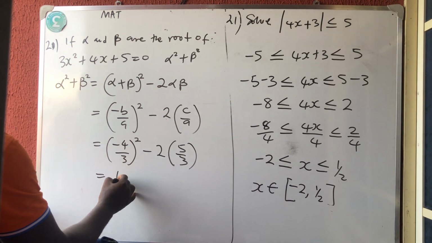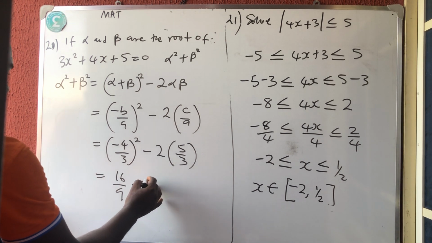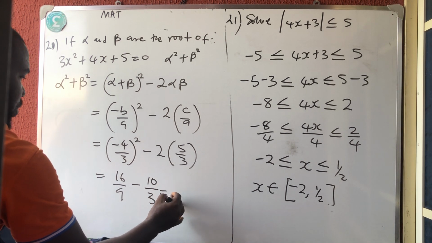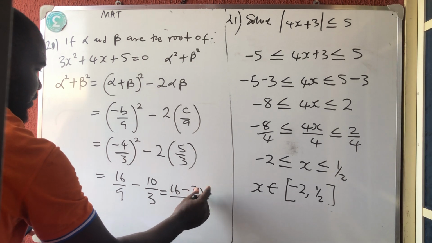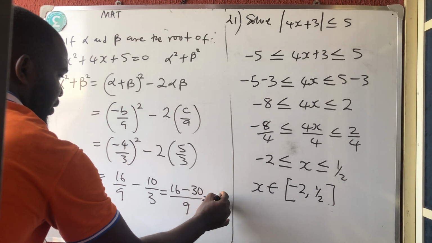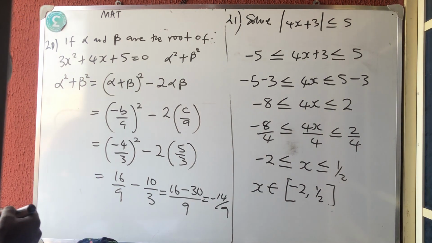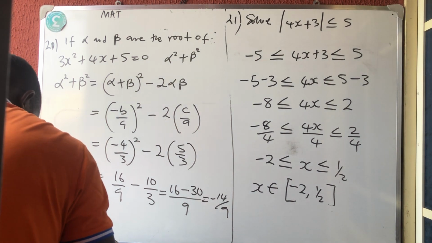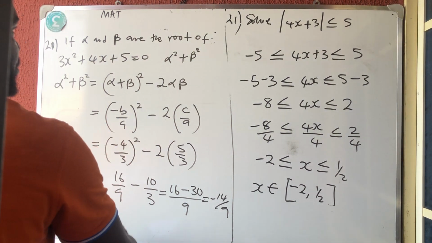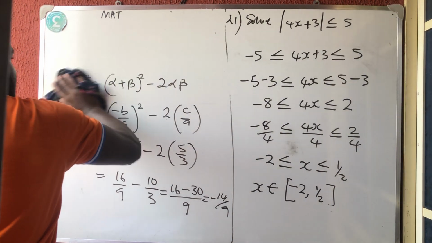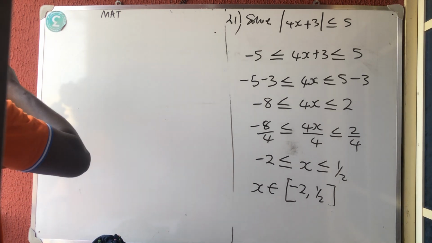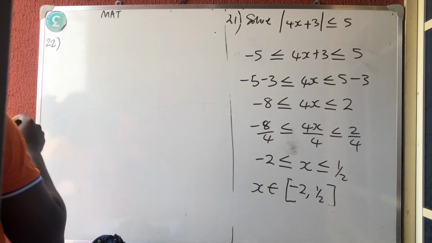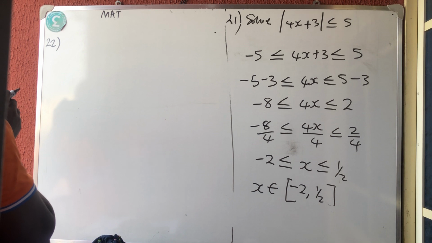So what do I have now? 16 over 9 minus 10 over 3. So my LCM is 9. 16 minus 30. So I'm having minus 14 over 9. As simple as that, minus 14 over 9. So that is for number 21. Then let's go to number 22 because we have solved number 21. So number 22 said, find the sum.